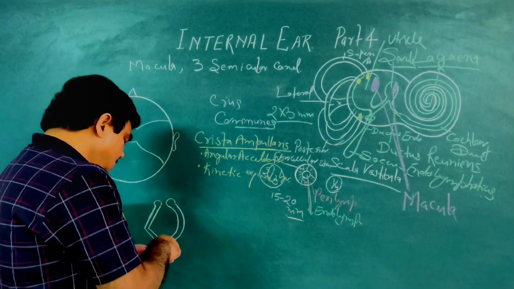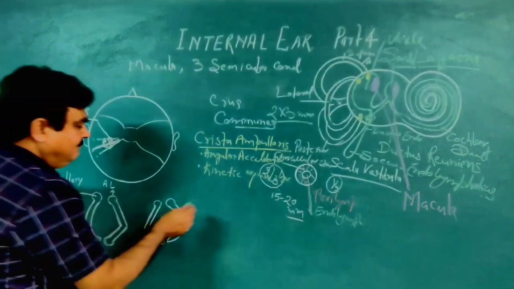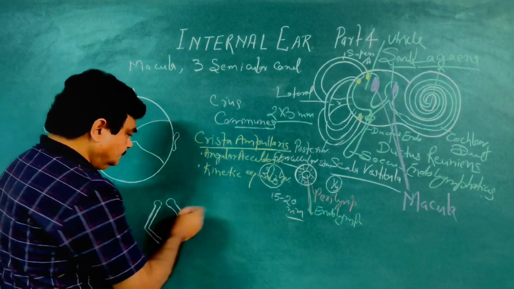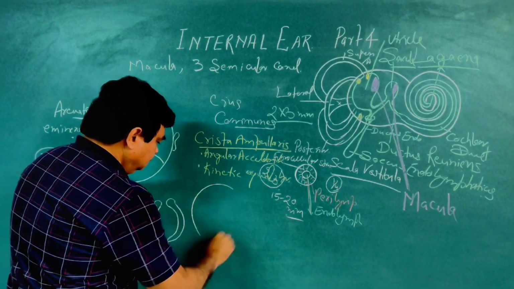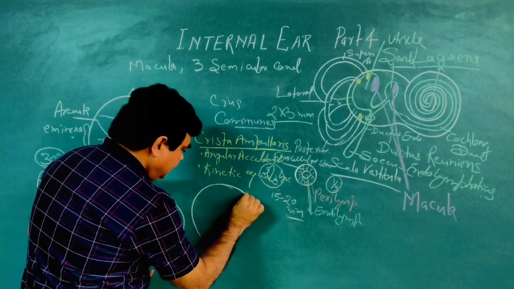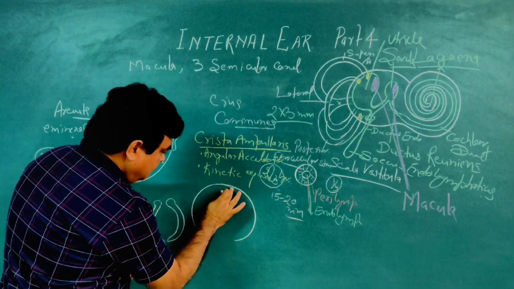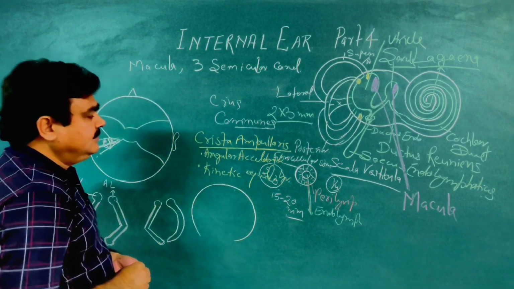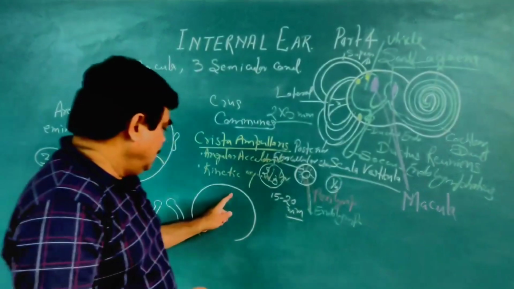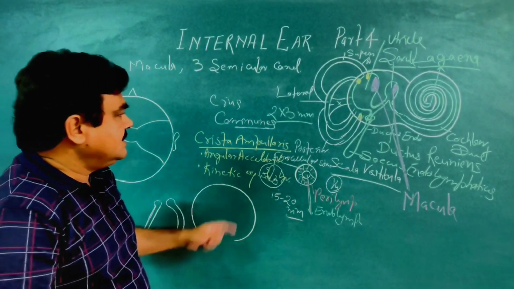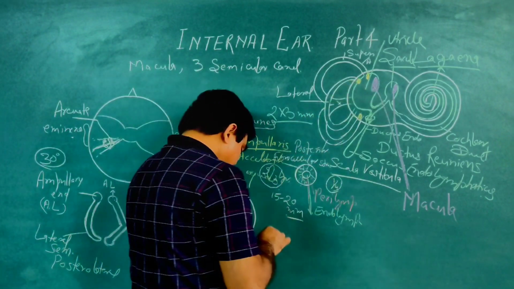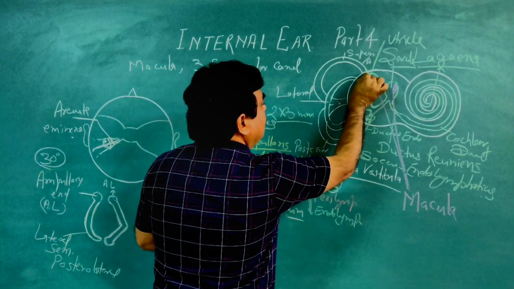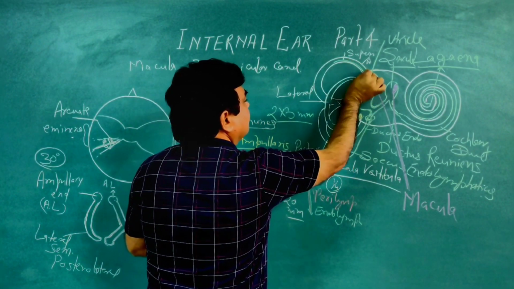If you see the histology of this, you will find it is like this. Here is the position of the bony labyrinth and membranous labyrinth. This is membranous labyrinth. You can see this membranous labyrinth is within the bony labyrinth like this.